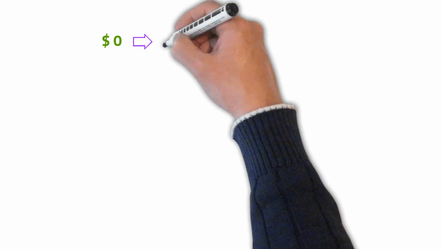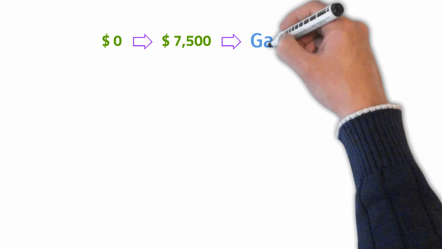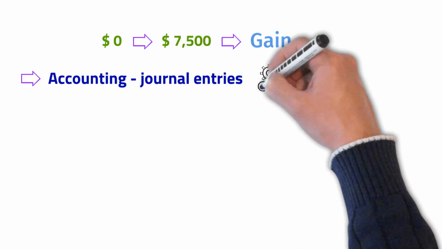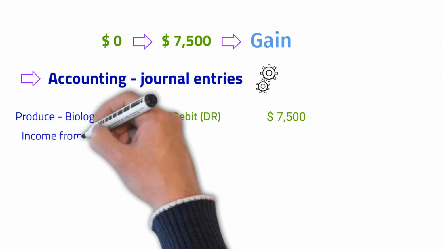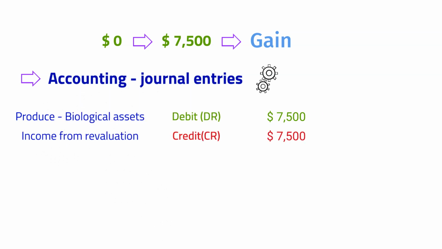We started the season with no apples, meaning we had zero in value. Now we have 7,500. This 7,500 is gained and goes directly to the income statement. The journal entry would be debit fair value produce in biological assets 7,500, credit income from revaluation surplus 7,500. This step is what the standard says and allows.